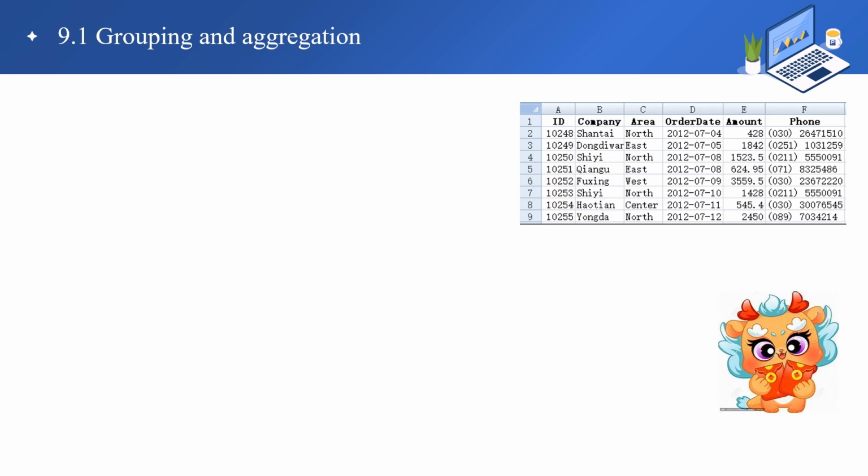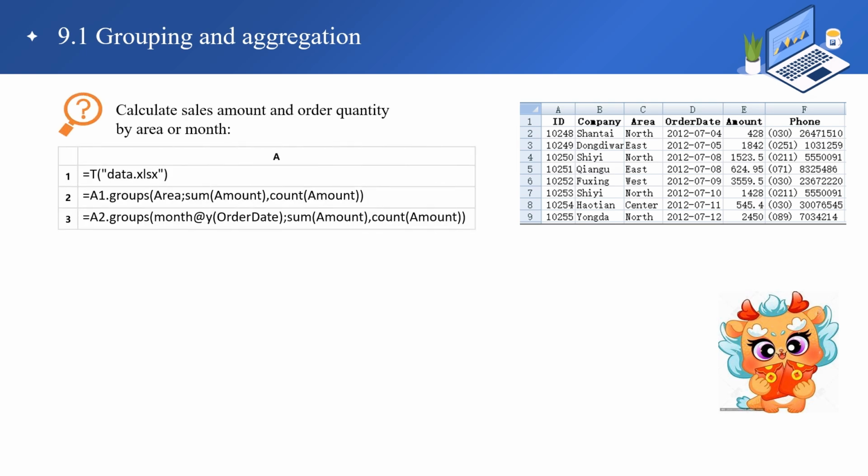Now give us some Excel files, and we can already make various classification statistics on the data in them. For example, we have used this data many times. It is very easy to calculate sales amount and order quantity by area or month. File.xls import at t can be simplified into a t function. Note that SPL is a case-sensitive language, and the field names should be written correctly.